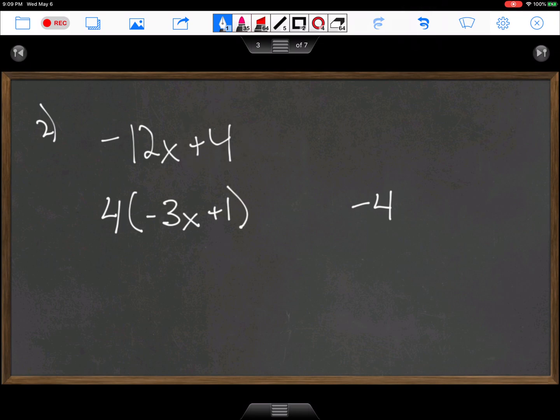1. And so let's check that. We're undoing that distribution. If I were to distribute, I get negative 12x. And if I were to distribute, I get plus 4.